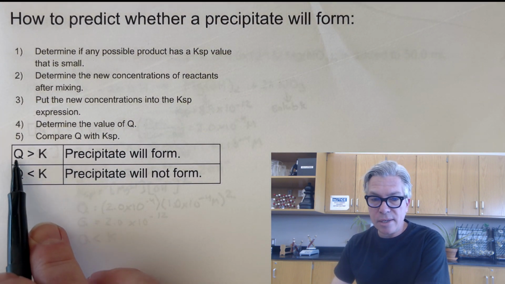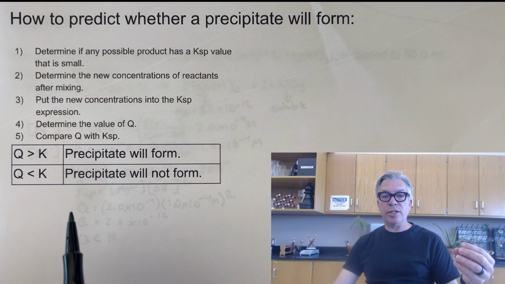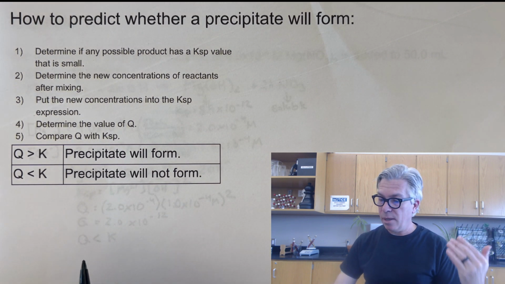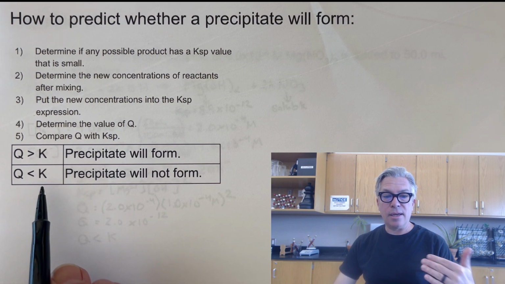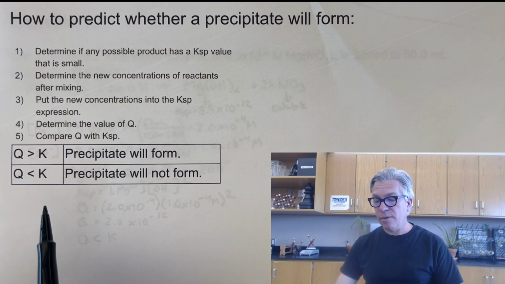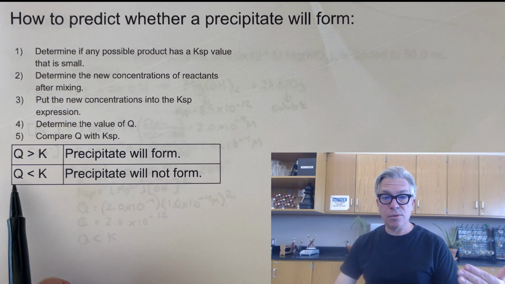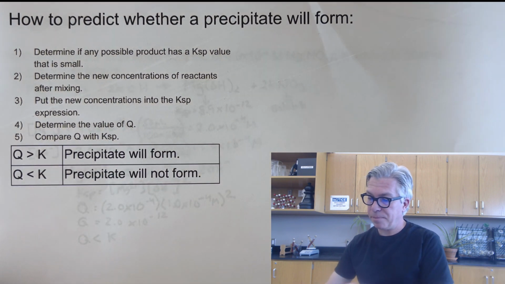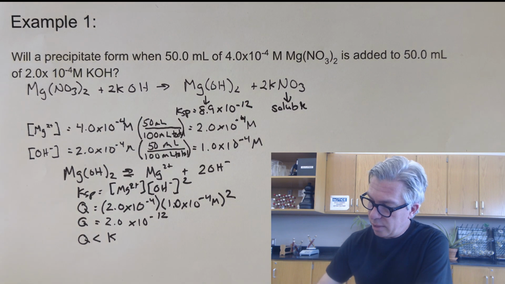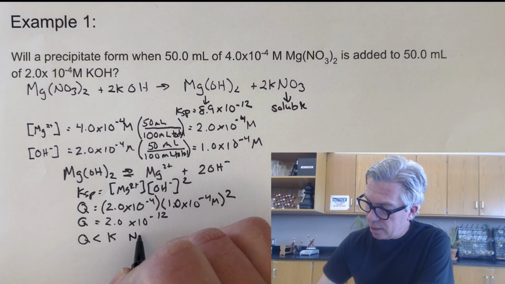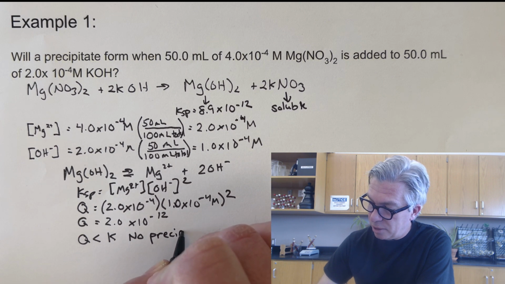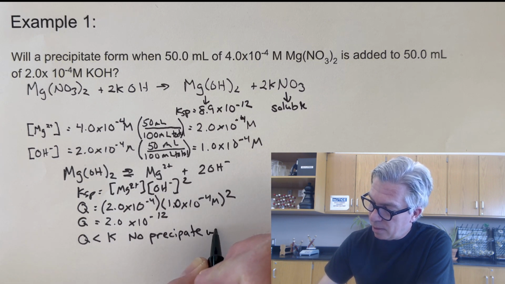If Q is greater than K, then the ion concentrations are high enough that they will start matching up and dropping out of solution. But if Q is less than K, the ion concentrations are not high enough to make the product Q equal to K or beyond K, and so precipitate will actually not form. So Q is less than K, and if you're ever answering this type of question, you should write out no precipitation. No precipitate will form.